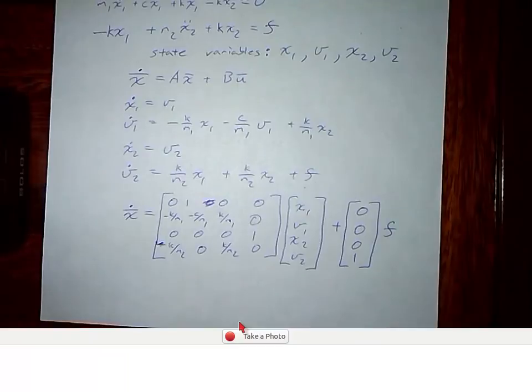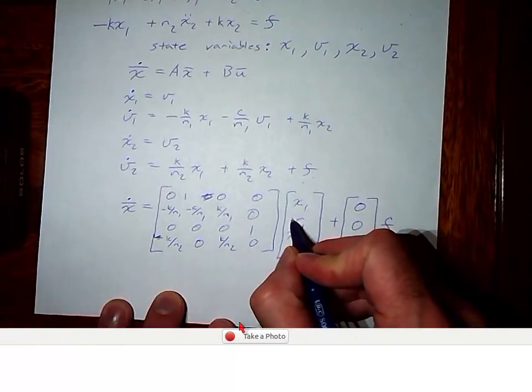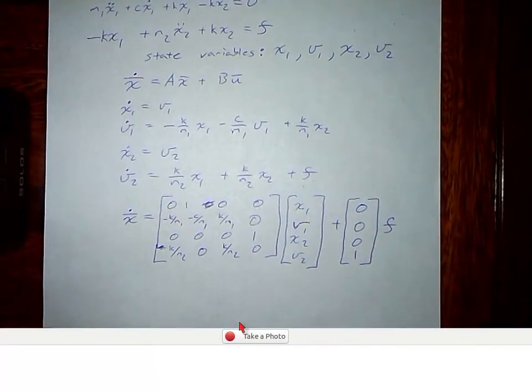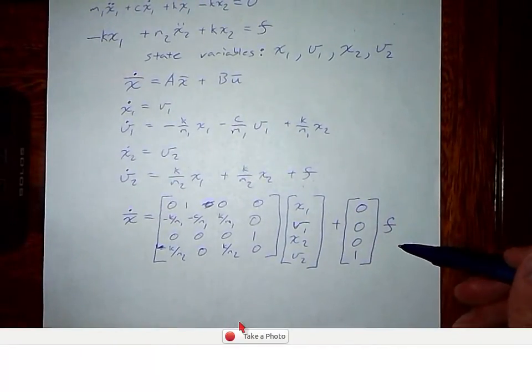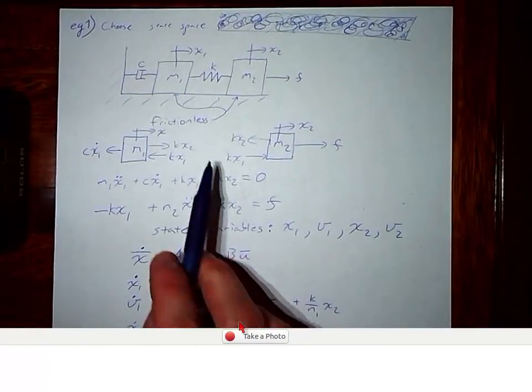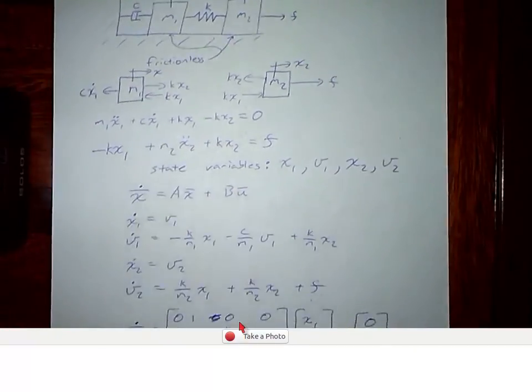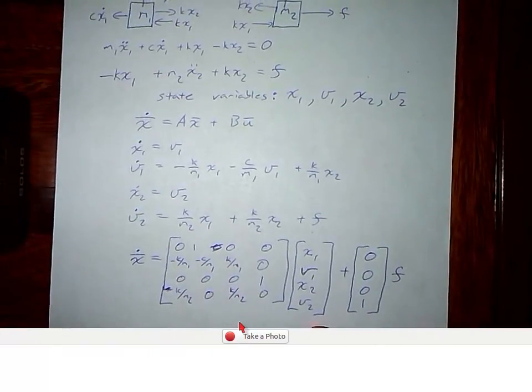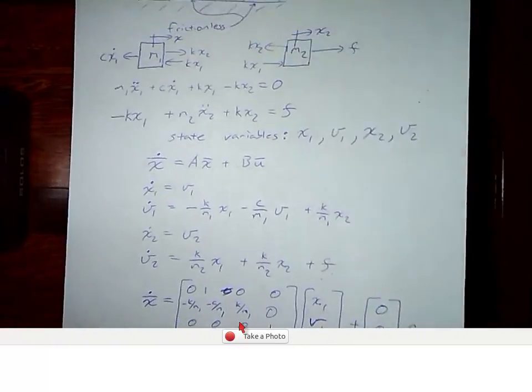So our state space is the 4D space made up of these variables, x1, v1, x2, and v2. And this is the state equation. So given this system, we found the state equation. And now we'll do another example with a mechanical system.